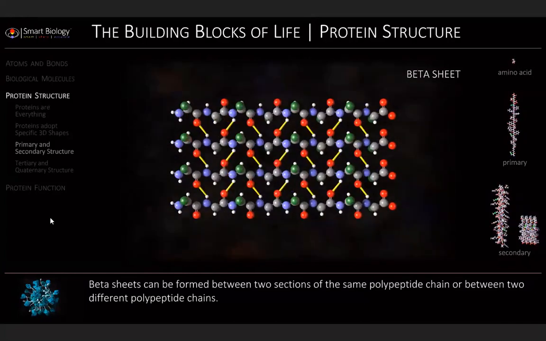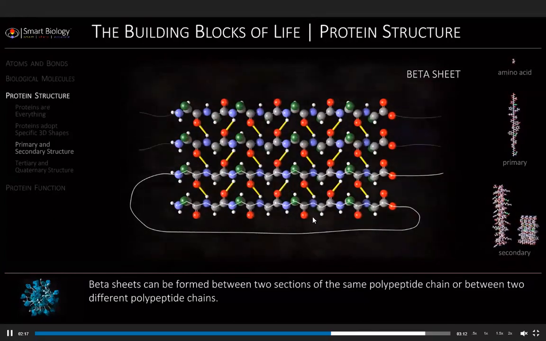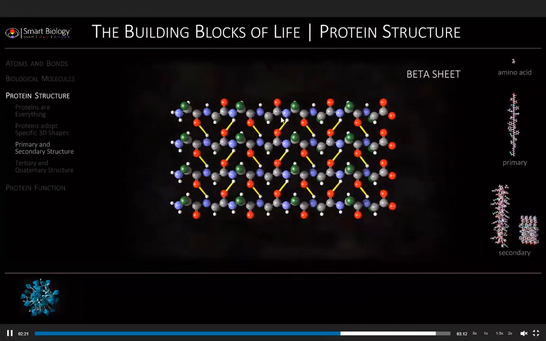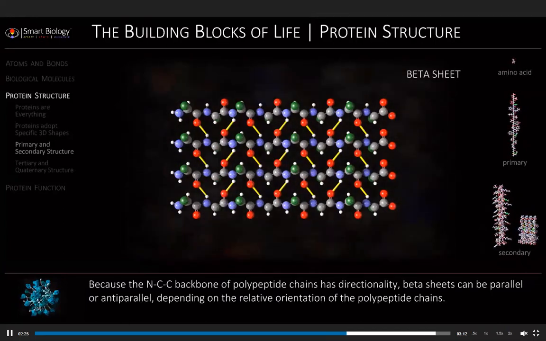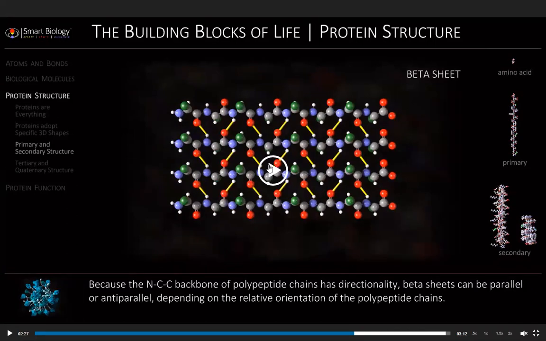So beta sheets can be formed from the same polypeptide that has folded in this manner, or from two different polypeptides. And because the N-C backbone of the polypeptide chain has a directionality, in other words, we have an N terminus and a C terminus, the beta sheets can be parallel or antiparallel depending on the relative orientation.